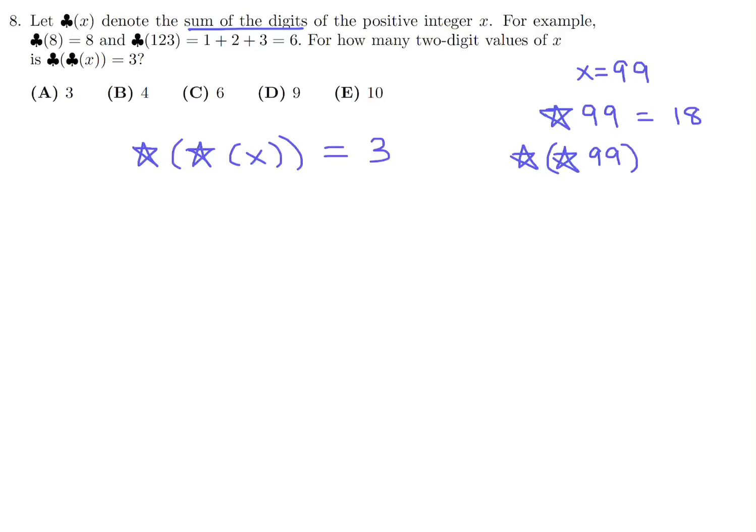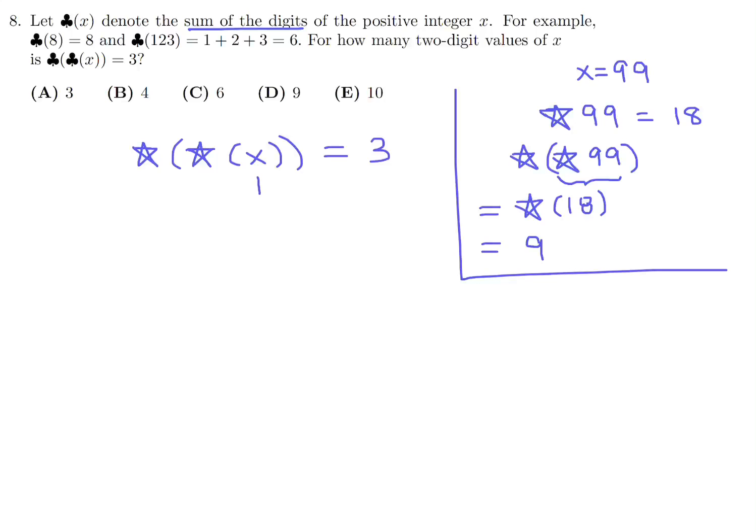So like that. So the first time, this guy in here is 18. And then you do that again on 18. Sum of the digits of 18, which is 1 plus 8, is 9. So you see how that works? They're saying that you're going to do the same thing with some x, and the sum of those digits twice will be 3. Okay?